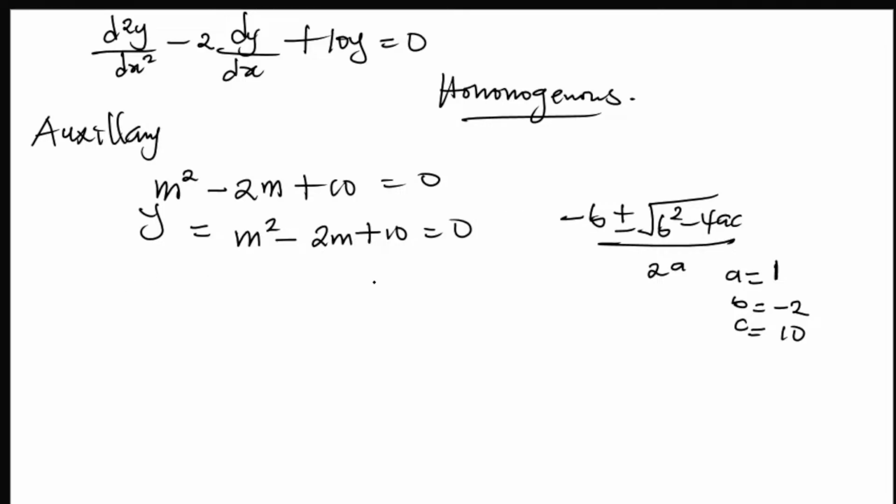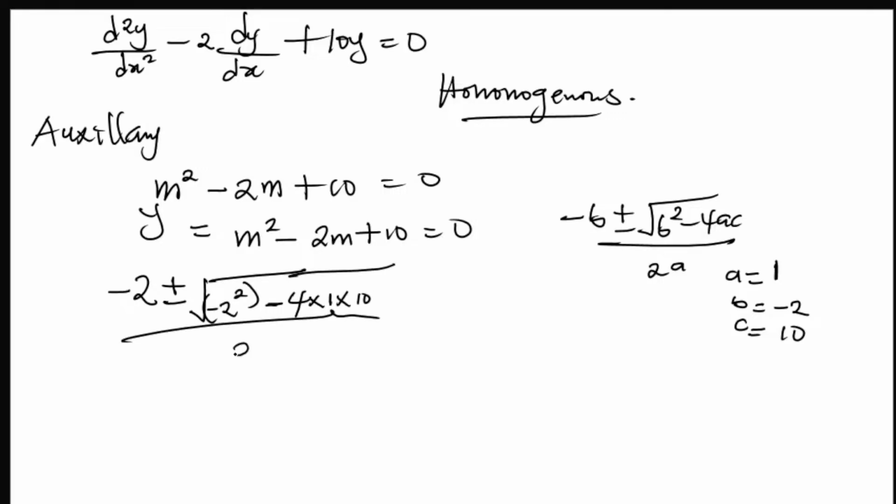So minus b is what? b is minus 2. So we'll simply have minus 2 plus or minus the square root of b squared, which is minus 2 squared. And minus 2 squared is actually 4. But that notwithstanding, we have minus 4 times 1 times 10. Are we together? And this will be dividing 2 times 1. Are we together?